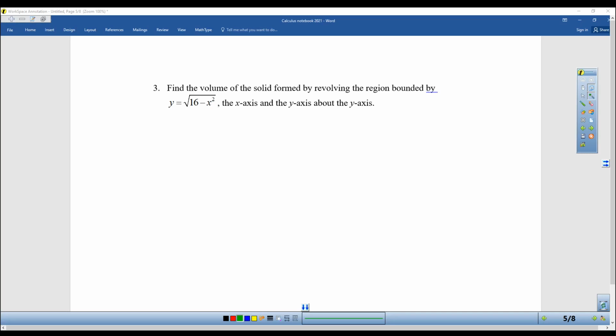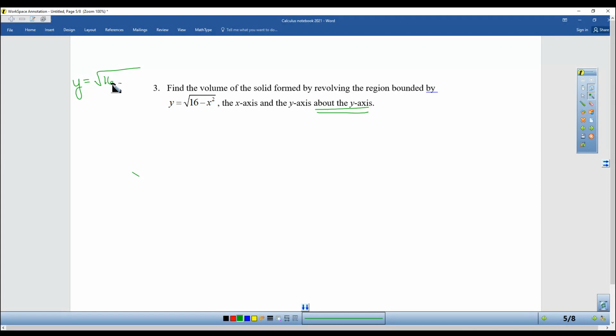Number 3, find the volume of the solid formed by revolving the region bounded by y is equal to the square root of 16 minus x squared, the x-axis and the y-axis. Ooh, about the y-axis this time. So first of all, do you recognize this formula yet? I'm hoping that you do.